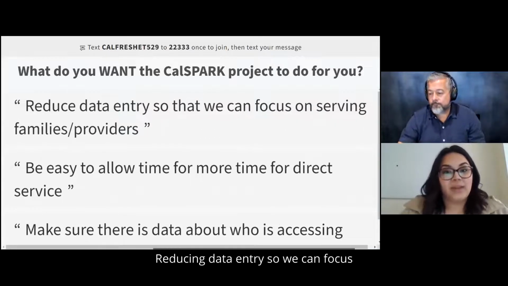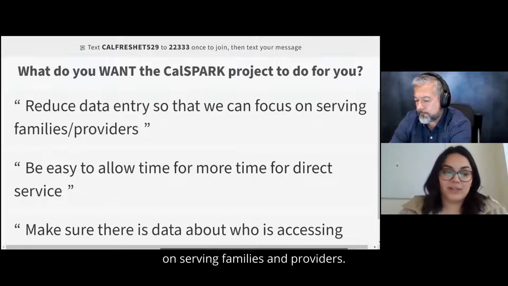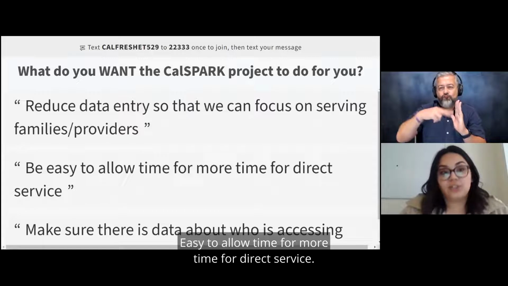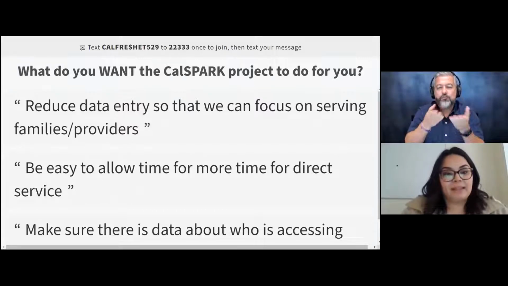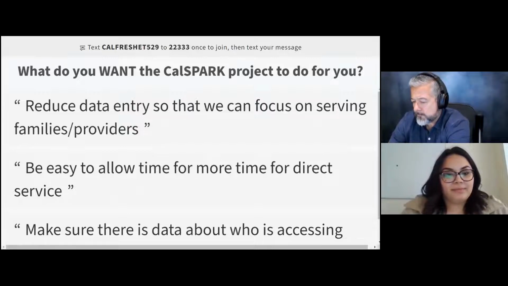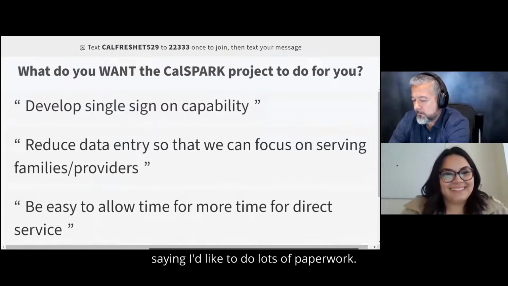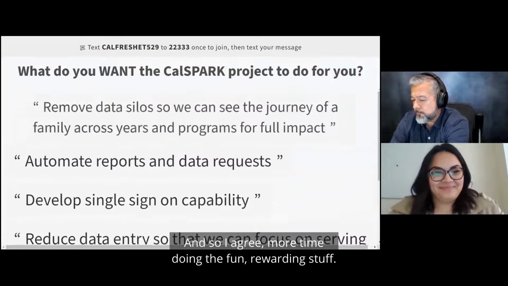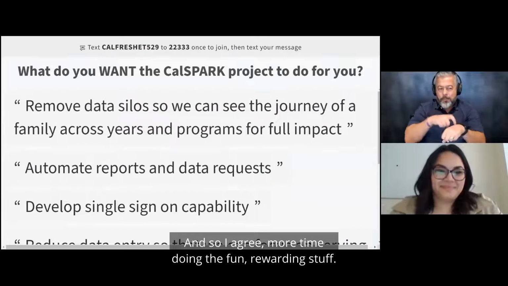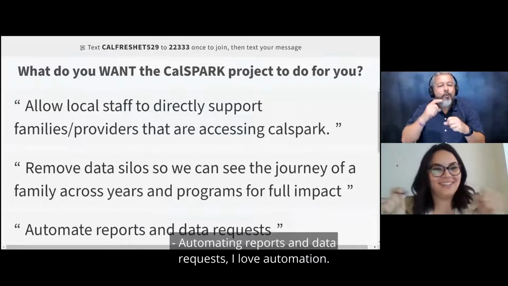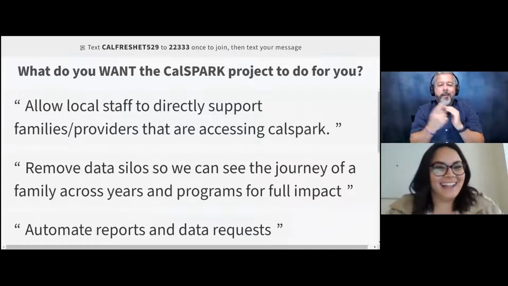Reducing data entry so we can focus on serving families and providers. Easy to allow more time for direct service. Nobody does something saying, I'd like to do lots of paperwork. And so I agree, more time doing the fun, rewarding stuff. Automating reports and data requests. I love automation.